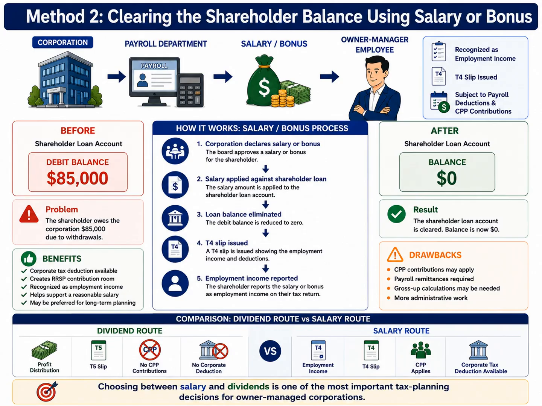Because the payment is considered employment income, the corporation must issue a T4 slip. The shareholder then reports the amount as employment income on their personal tax return. One of the biggest advantages of the salary approach is that the corporation generally receives a tax deduction for the salary expense. This can reduce the corporation's taxable income and lower corporate taxes.